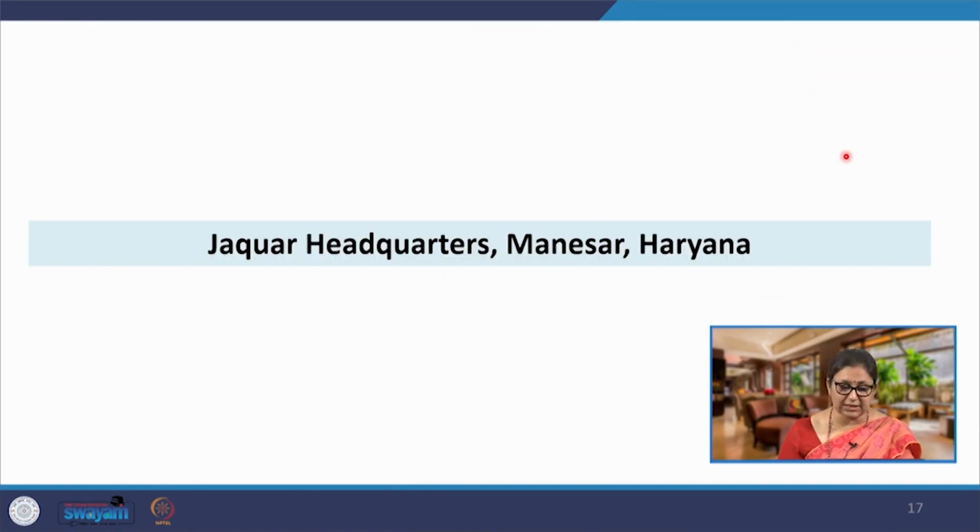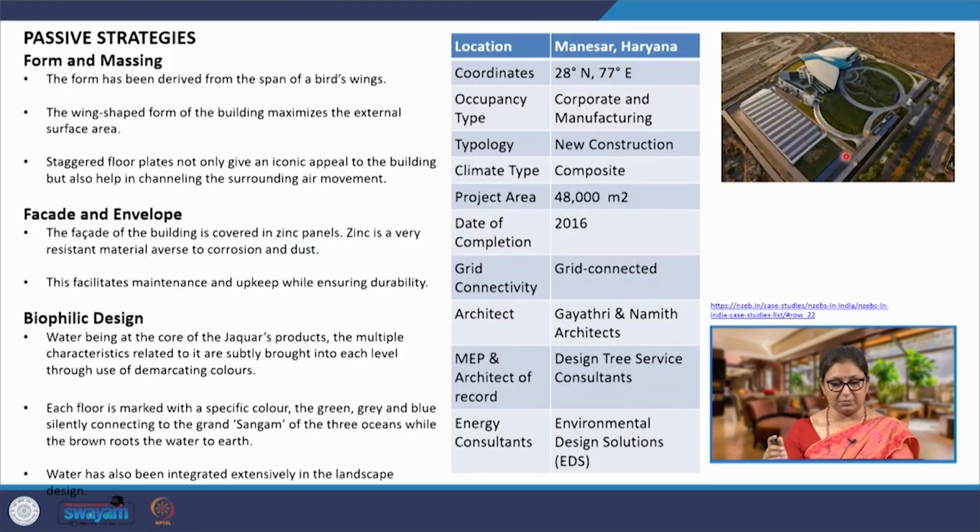Again, coming to the next case study, which is the Jaguar headquarters in Manesar, Haryana, which is again a composite climate. Here, again, first, form and massing: how the form has to come so as to reduce the heat ingress into the building, but at the same time allow for significant daylighting. Now, coming to facade and envelope, again here they've gone in for zinc. So, keep in your mind scope 1, 2 and 3, the impacts on all these three scopes.